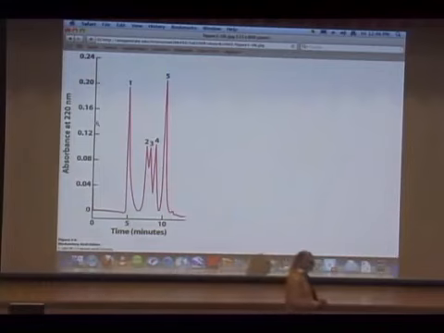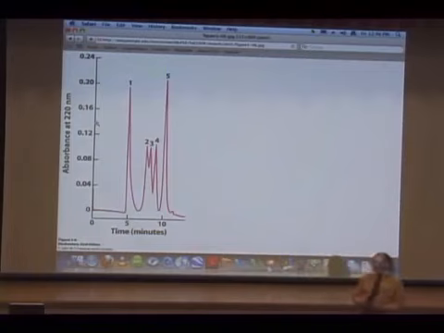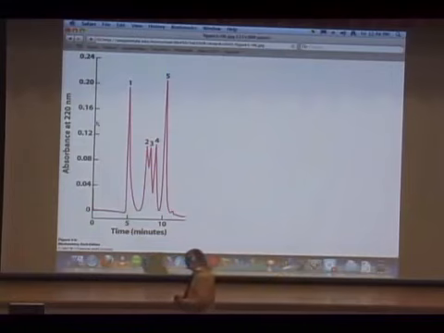Now, there are other types of chromatography that are used for HPLC. Reverse phase is by far the most common, and that's what I'm going to hold you responsible for. I'm not going to talk about the other types of chromatography that we have in HPLC. Reverse phase.